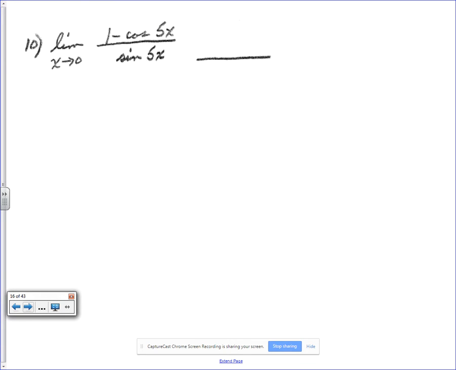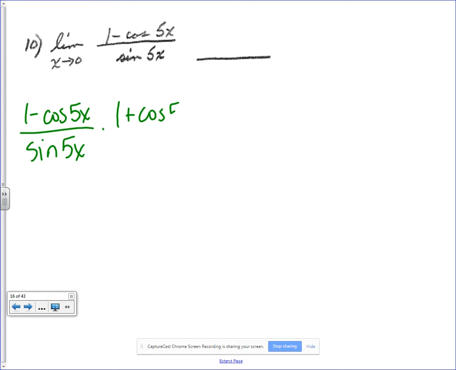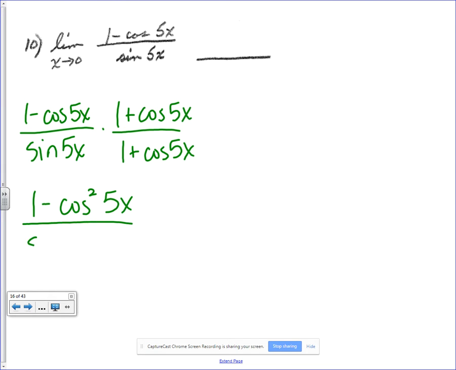Okay, one more in the top section here. Well, it kind of looks like one of our identities, but not quite. So I think what I'm going to do is multiply by the conjugate of what's up top, which would look like this. So now, when I multiply that through, it looks like that.